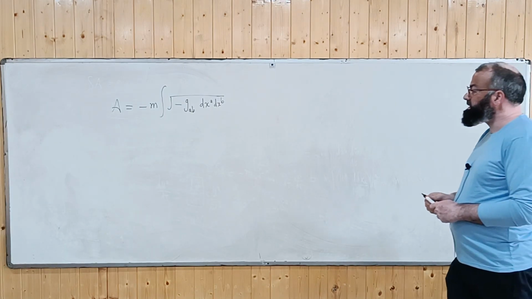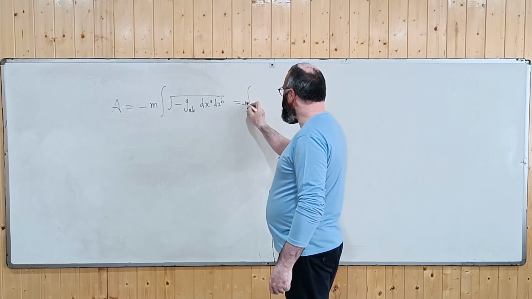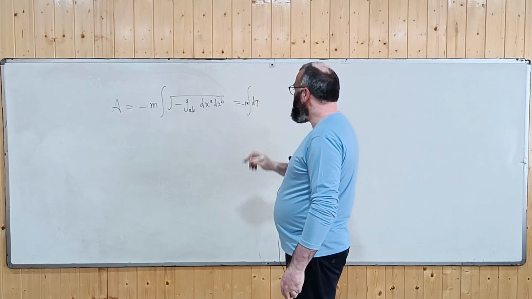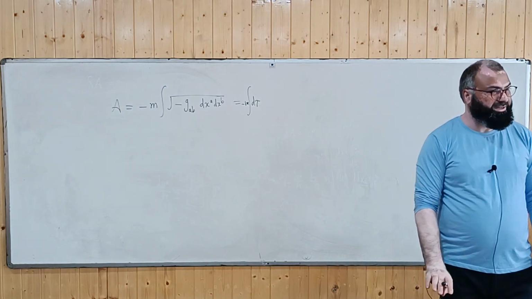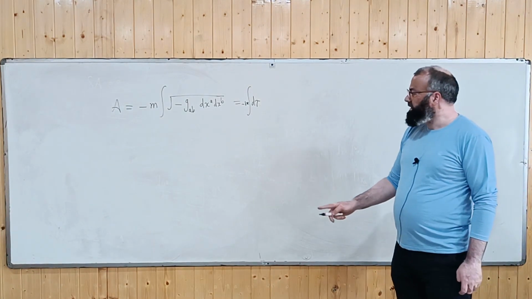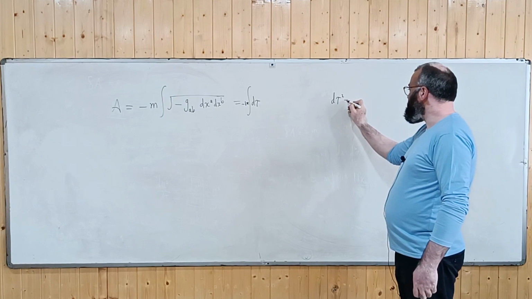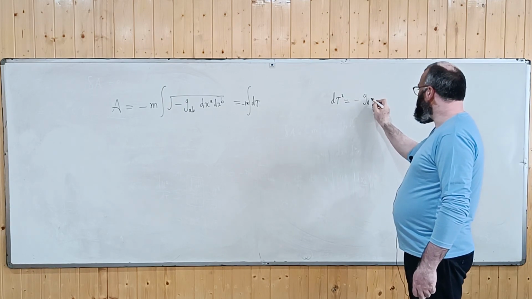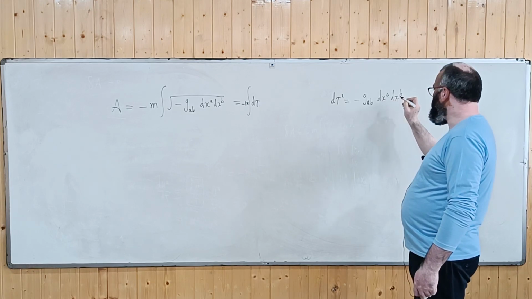So this I can write as minus m d tau. I will use d tau here, the proper time. So now what is d tau square? Anybody? It is minus g_ab dx^a dx^b.